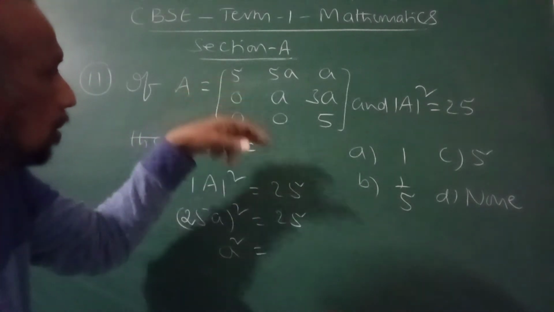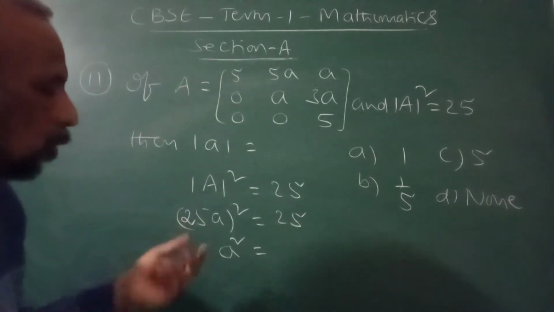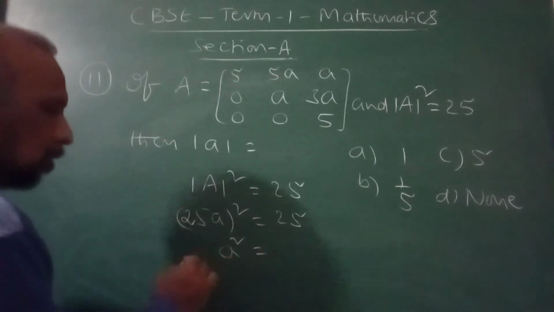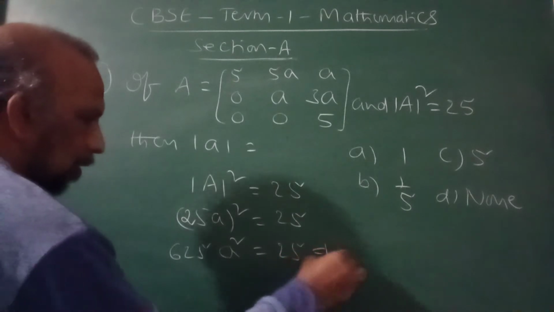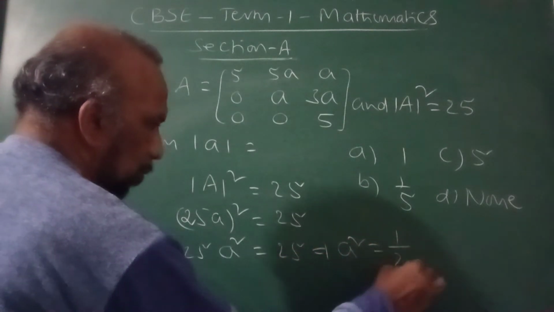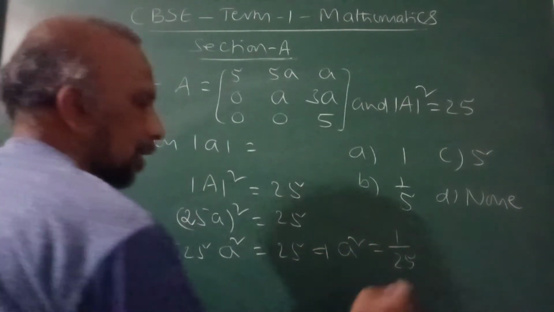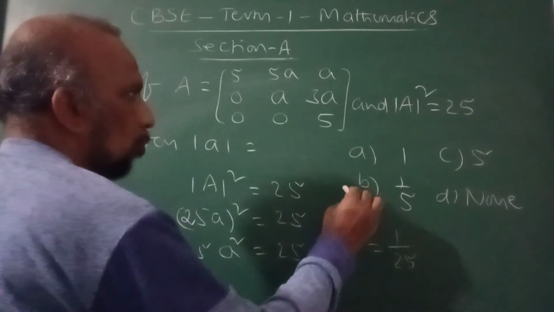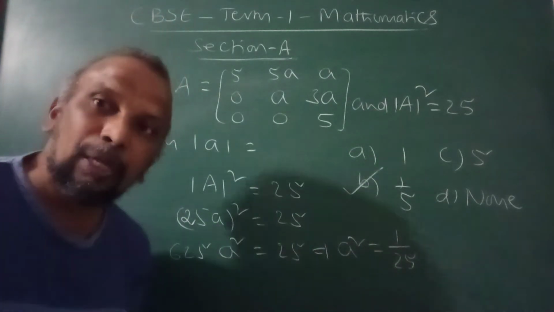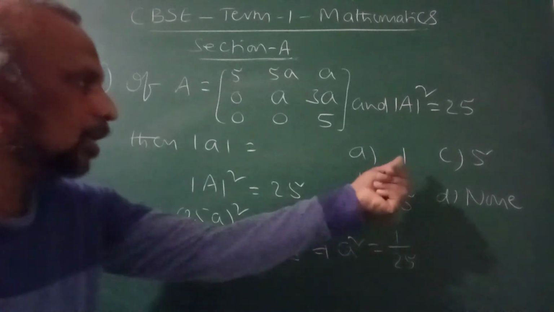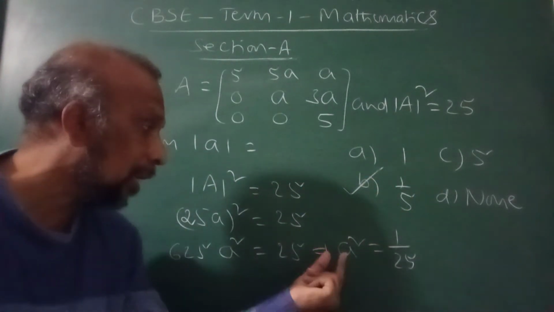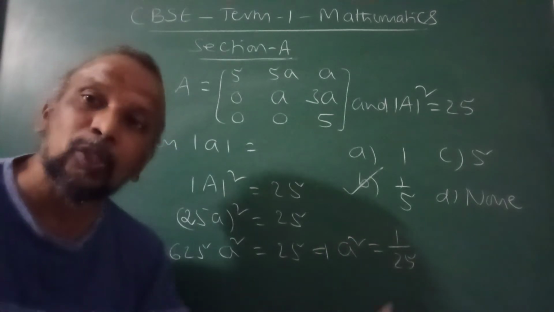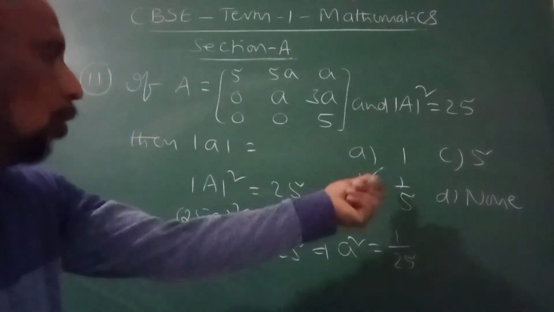The determinant of this, you can write 5 into 5A, 25A whole square. You will get 625 A square equal to 25. Then A square is equal to 1 by 25, right? Then from this, mod A equal to 1 by 5. A equal to plus or minus 1 by 5, mod A will be 1 by 5. They are asking mod A, 1 by 5. Or you can say mod A whole square equal to 1 by 5 square, then mod A equal to 1 by 5.